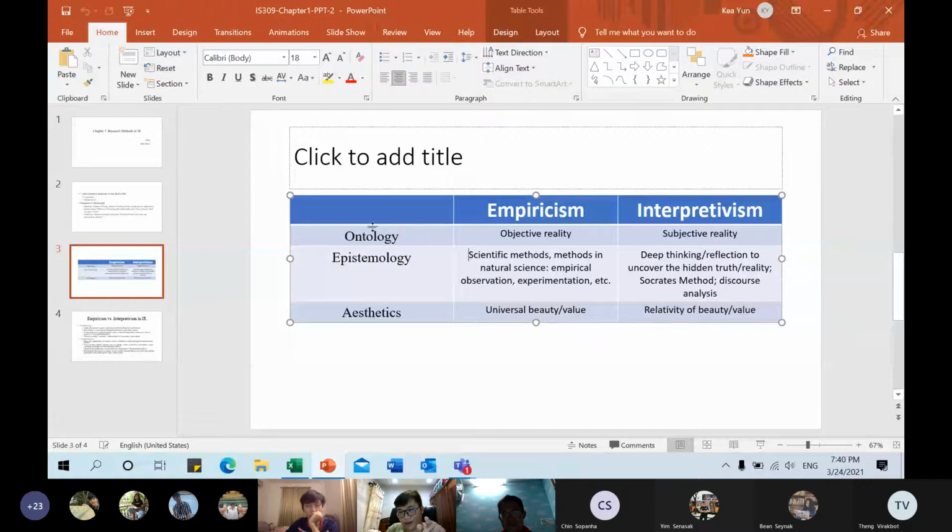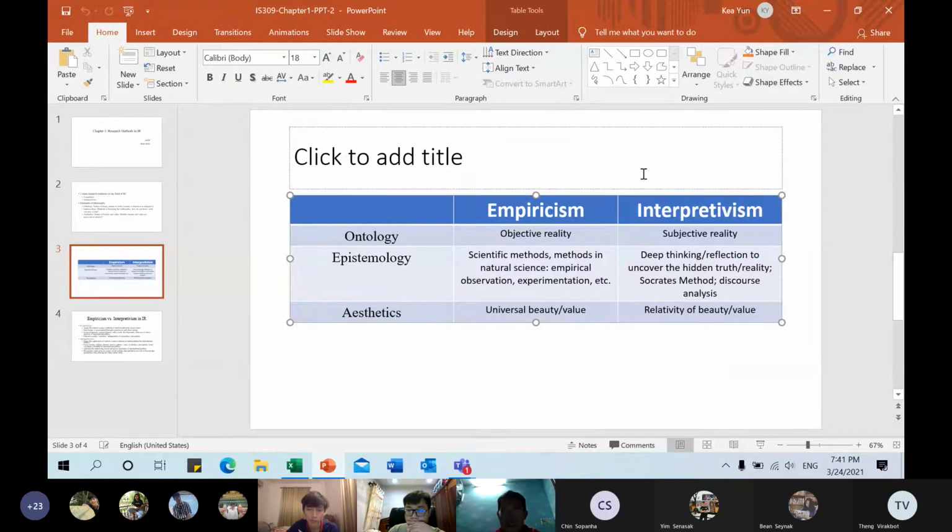So empiricism uses both qualitative and quantitative? Yeah, you can use both. Interpretivism also, you can use both. For empiricism, mostly you use quantitative, but you can also use qualitative as well. For interpretivism, you mostly use qualitative, but you can also use quantitative. We will see an example later.